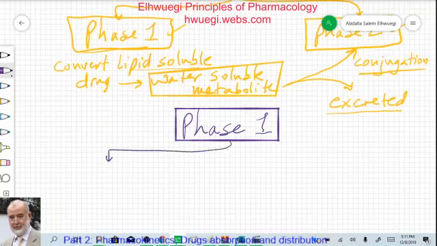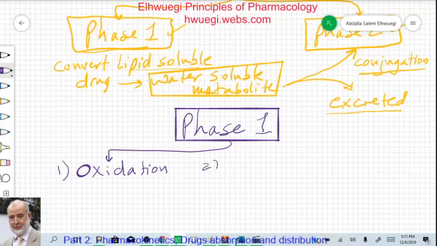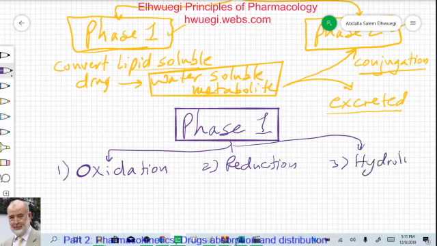The first, by a process known as oxidation. The second, by a process known as reduction of the drug molecule. The third is done by what's known as hydrolysis. Okay? All these 3 happen in phase 1.